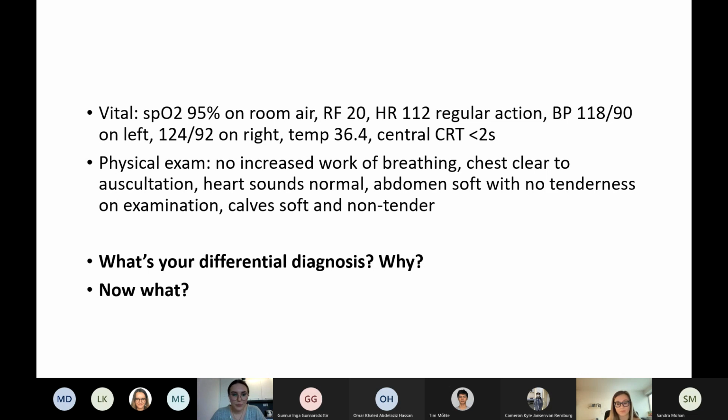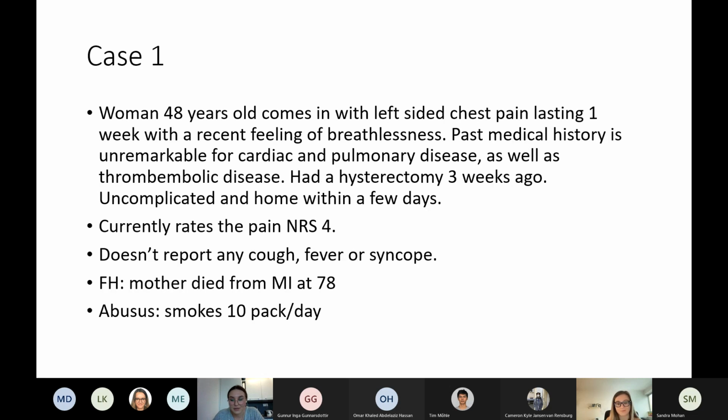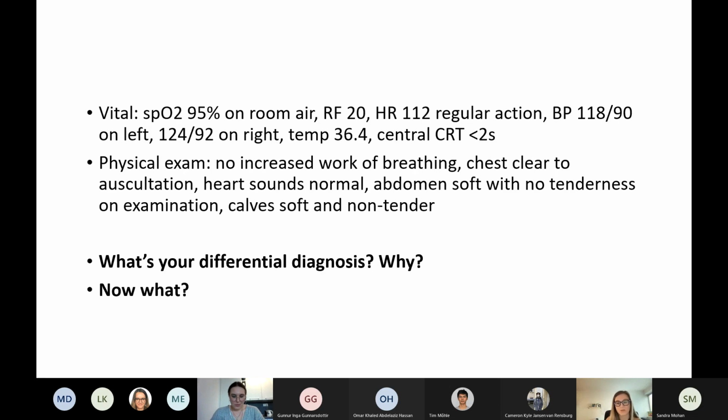Okay. She smokes too, no? Yeah, she smokes 10 per day, not 10 packs. But 10 cigarettes per day. So with the smoking, what's that leaning you towards then? COPD, maybe.